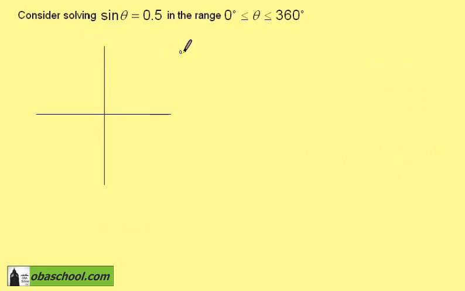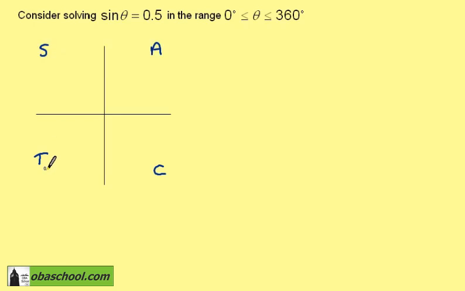An alternative way of solving these types of equation is to use the CAST diagram, A, S, T, C. The A represents the fact that in this quadrant all of the trigonometric ratios, the sine, the cosine and the tangent, are positive. If we now consider the second quadrant, the S represents the fact that the sine is positive in this quadrant and the tangent and the cosine are negative.